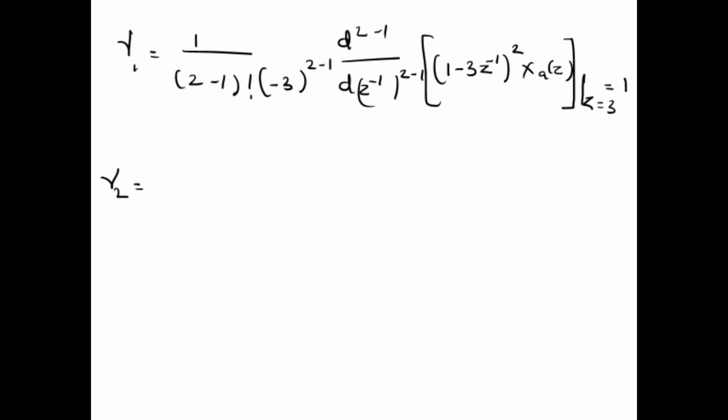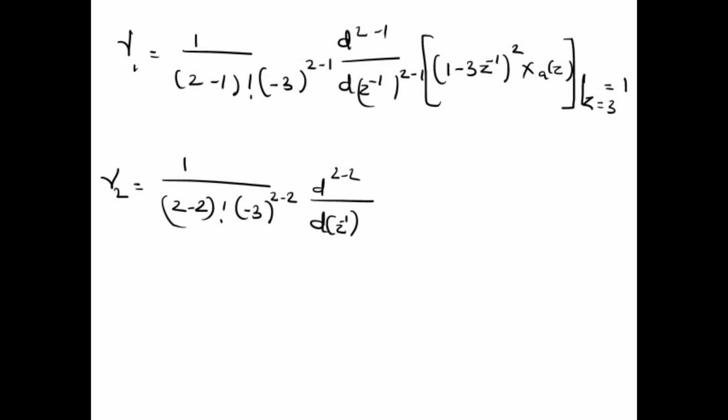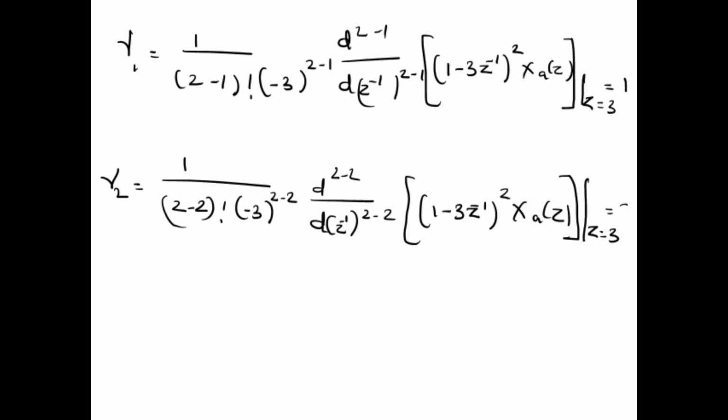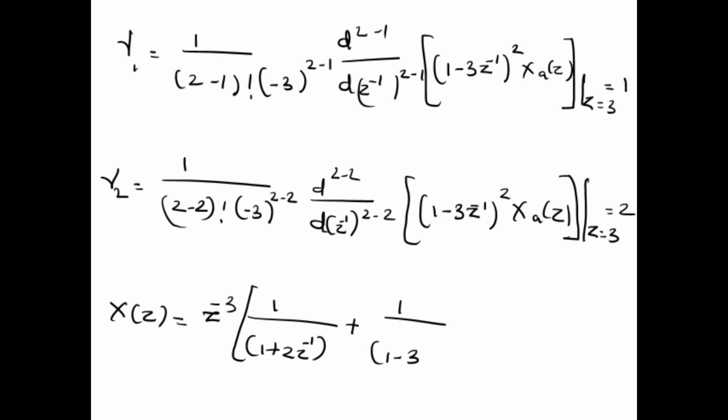Similarly, gamma 2 is equal to 1 divided by 2 minus 2 factorial into minus 3 to the power 2 minus 2 into d power 2 minus 2 divided by d z inverse of 2 minus 2 into 1 minus 3z inverse square into xa of z. At z is equal to 3, we get the answer as 2, so x of z is equal to z to the power minus 3 into 1 divided by 1 plus 2z inverse plus 1 divided by 1 minus 3z inverse plus 2 divided by 1 minus 3z inverse whole square.